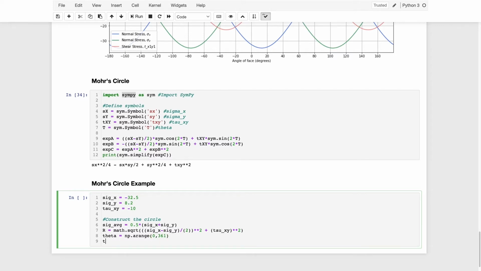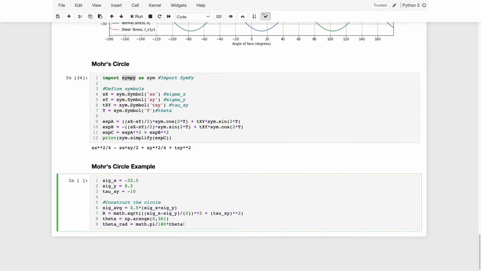Now I'm going to want that in radians, as usual. So theta rad is equal to pi over 180 times theta. Okay, so now what I want to do is generate all of the points that make up the actual circle itself. So I'm going to define all of the x, let's just call it in inverted commas, all of the x coordinates as sigma x1, right?